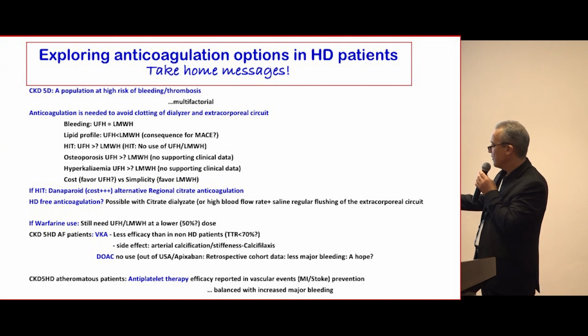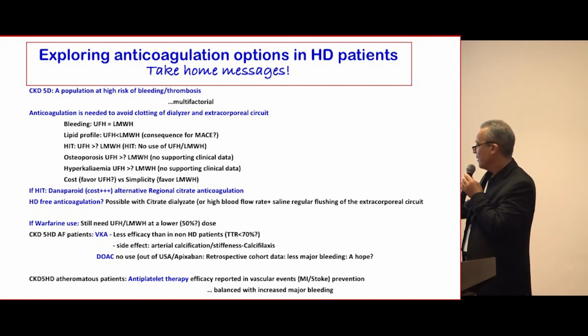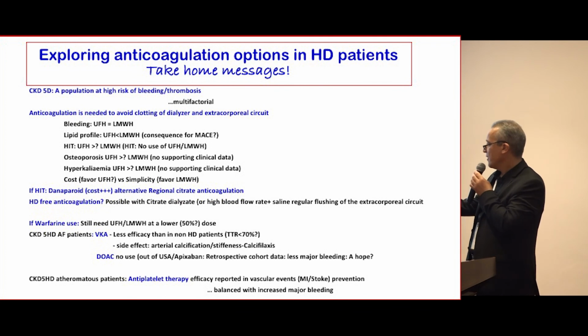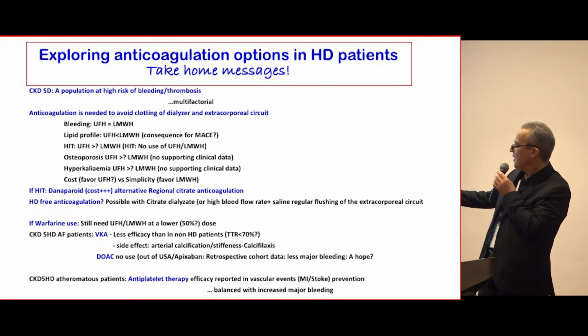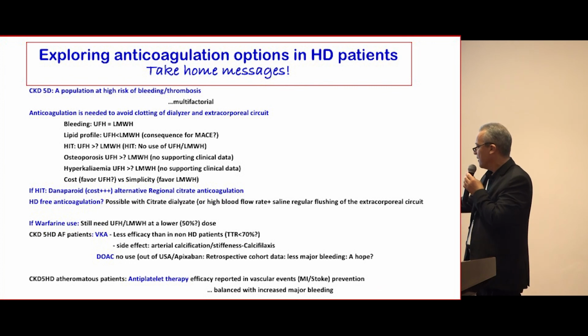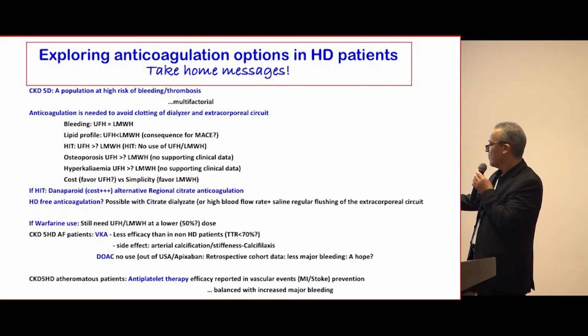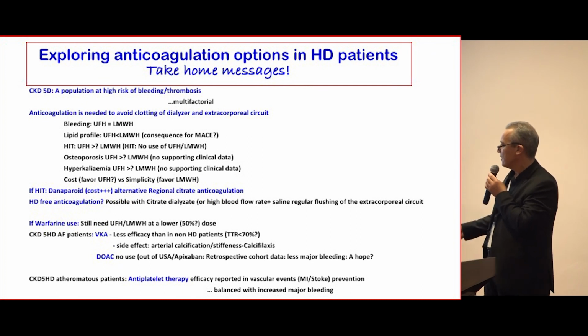Sorry, it must be the inverse. If we have HIT, we must not use unfractionated nor low molecular weight heparin. For osteoporosis, maybe there is some benefit, sorry also for the mistake, there is some benefit for low molecular weight heparin, but no supporting clinical data. And for hyperkalemia also, there is some benefit for low molecular weight heparin, but no supporting data either.